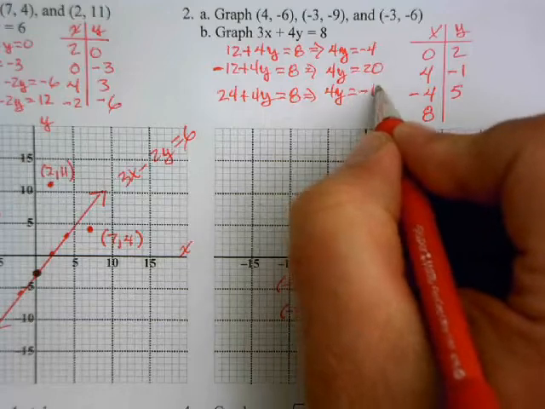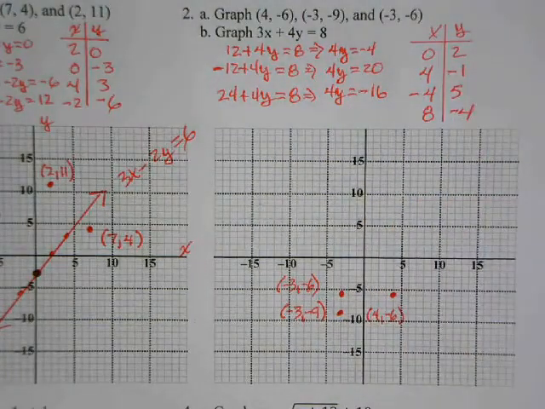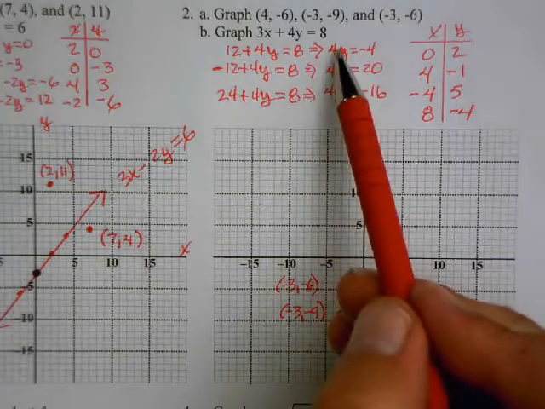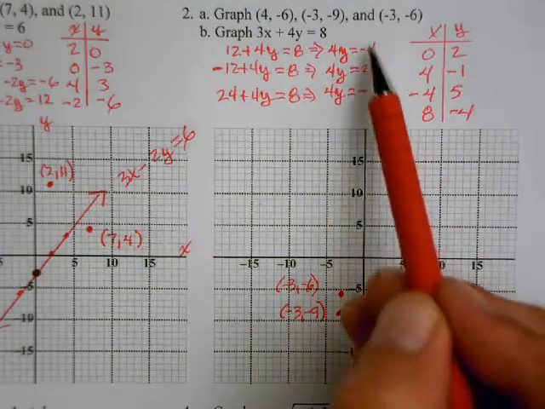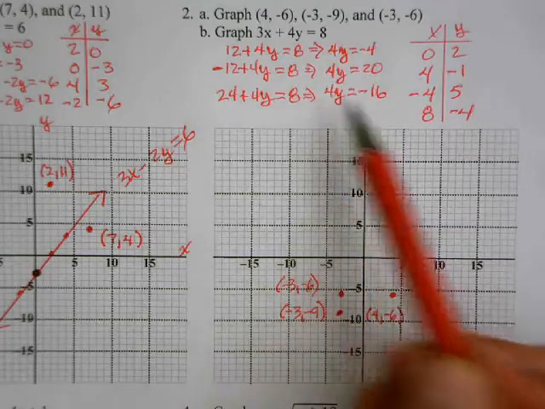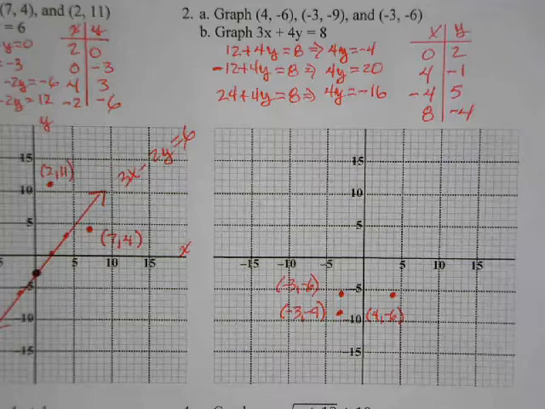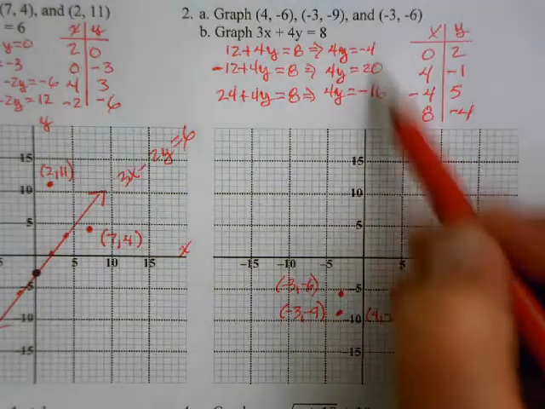Now you might say, well, why did you pick 0, 4, negative 4, and 8? Well, note that I always ended up with 4y equals some number. As long as that number is divisible by 4, I'll end up with whole numbers. So, I would do the same thing if these had all been 3s, then I would want to make these numbers end up being multiples of 3.